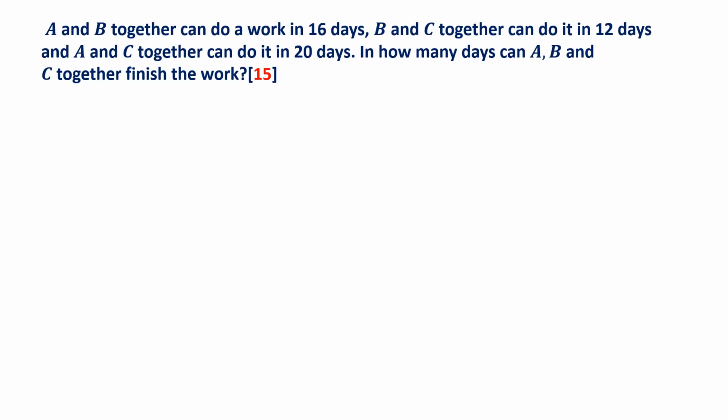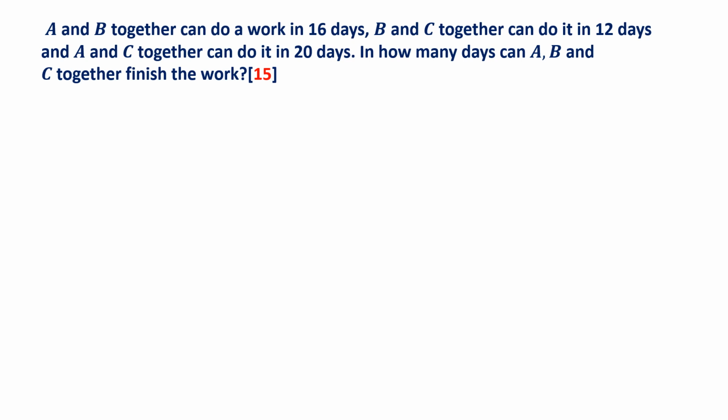Okay, this problem is from your textbook. A and B together can do a work in 16 days, B and C together can do it in 12 days, and A and C together can do it in 20 days. In how many days can A, B and C finish the work? Okay, so the capability of A plus B, the capability of B plus C and the capability of A plus C is given, and we need to find the capability of A plus B plus C. That's what the math is telling us, right?